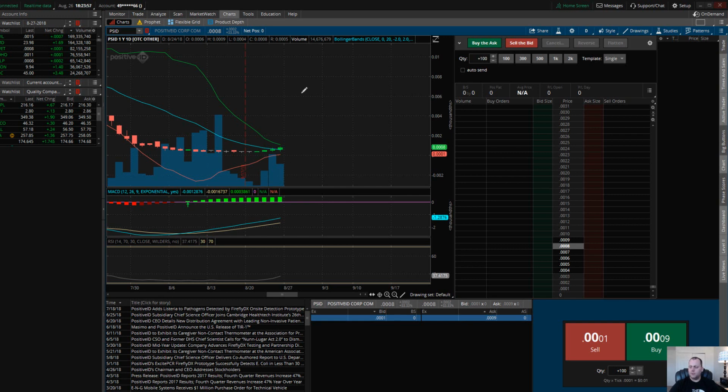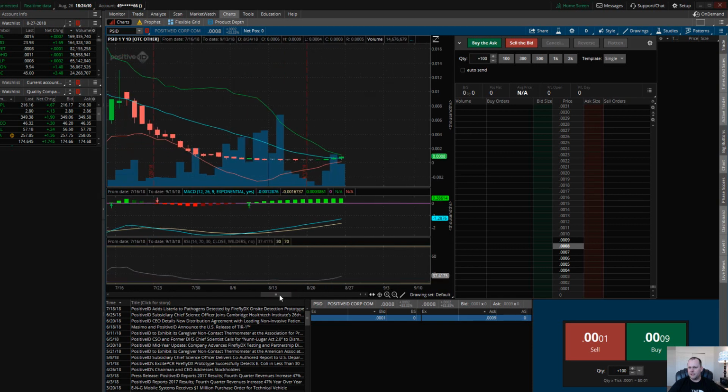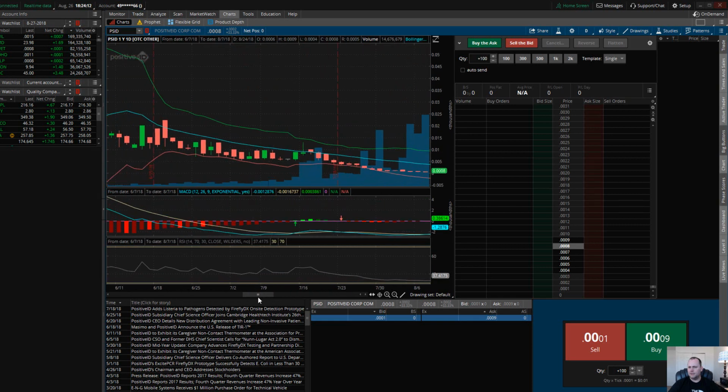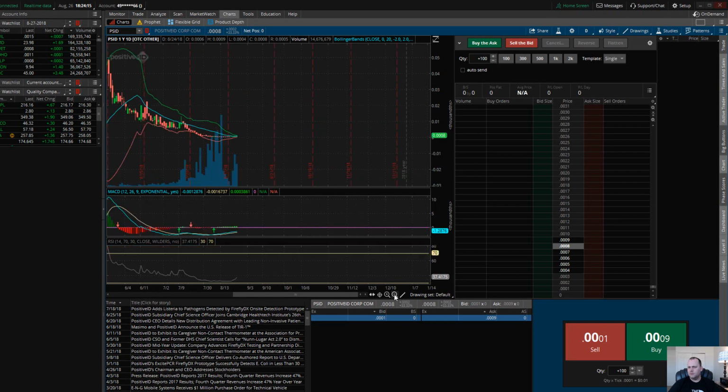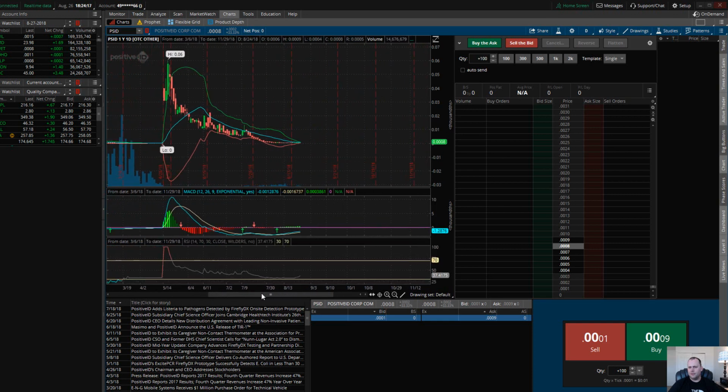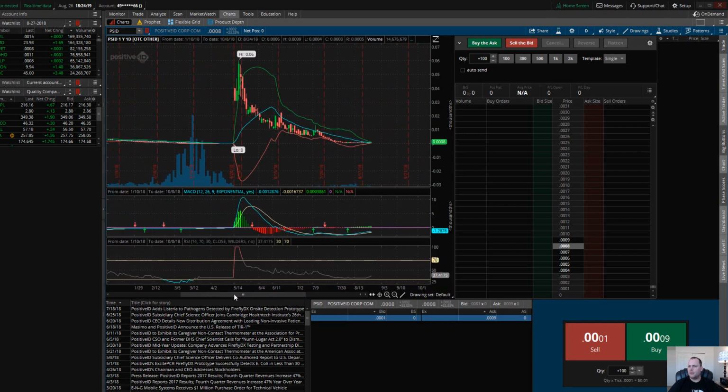I'll keep an eye on this one. I'm actually going to jot this one down, kind of like on a pre-watch list type of deal. Let me back up to see what it's done in the past. So, this yearly chart looks like straight crap.